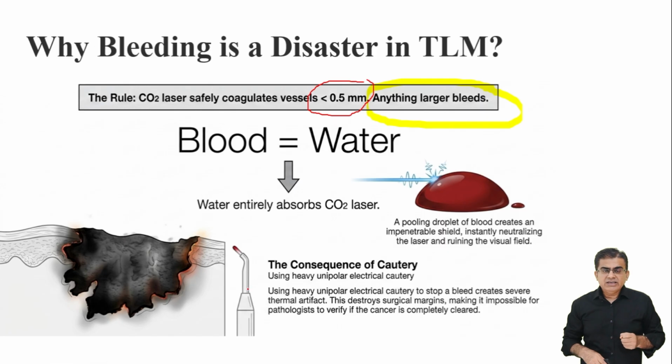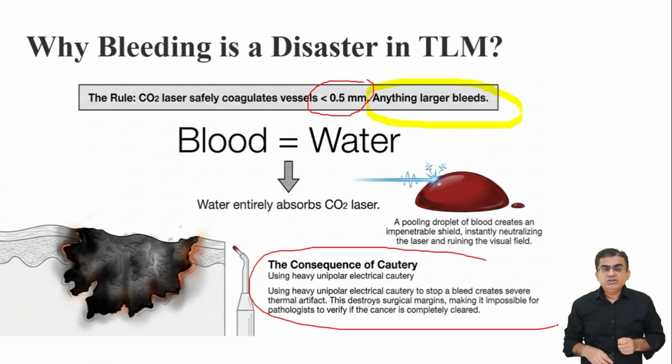The heat from the cautery will severely burn the tissue edges. This burning completely destroys your delicate surgical margins. Your pathologist will never be able to tell if the cancer is completely removed. That is why you must avoid bleeding at all cost.